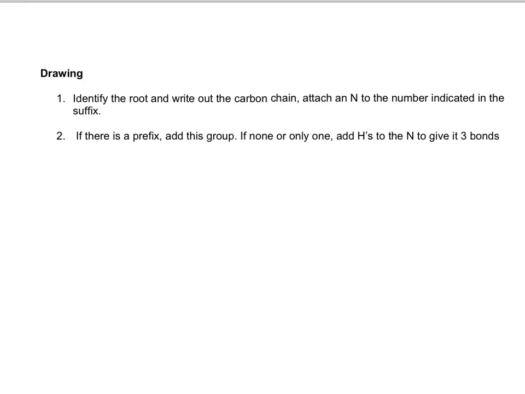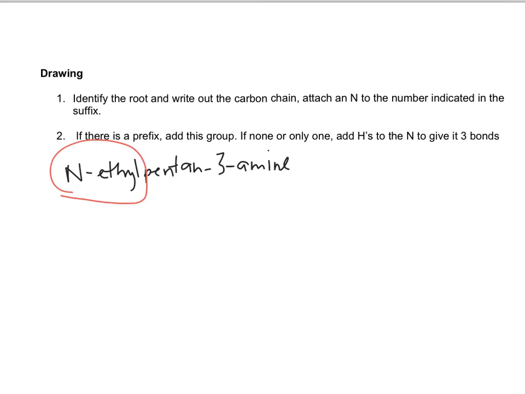So drawing amines, identify the root, write out the carbon chain, add an N to the number indicated in the suffix. If there's a prefix, add this group. If there's none or only one, add hydrogens to the nitrogen to give it 3 bonds. N-ethyl pentan 3-amine. So we know we have two carbon chains because we've got an N-ethyl, and then we've got your amine group.